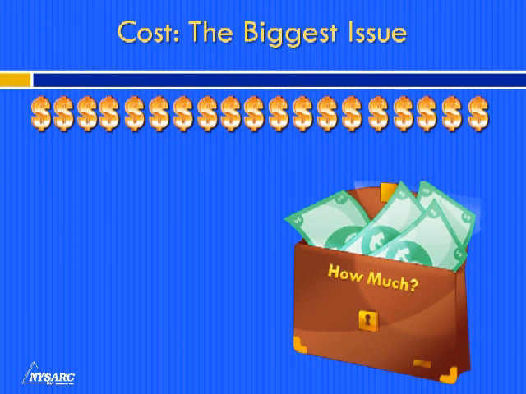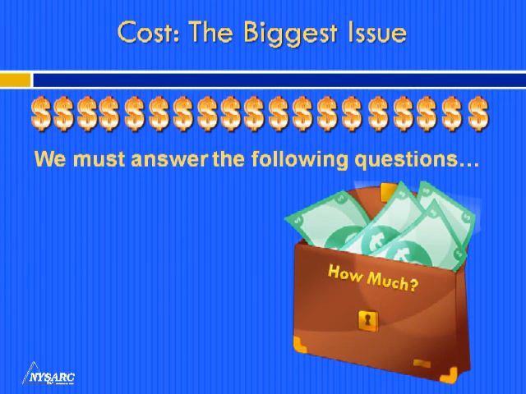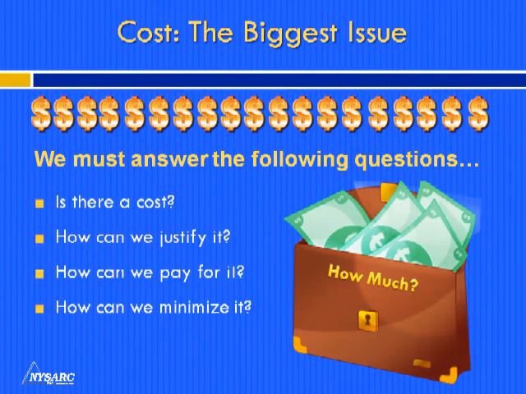Before we begin our advocacy efforts, we must answer the following questions. Is there a cost to an issue we want to advance? If so, how can we justify the cost? How can we pay for it? How can we minimize it? Answers to the above questions can be highly technical. In the current economic climate, even a very small cost can become a major issue and can kill legislation. That can be good if it is a legislation the organization opposes, and bad if it is an important legislation we are supporting.